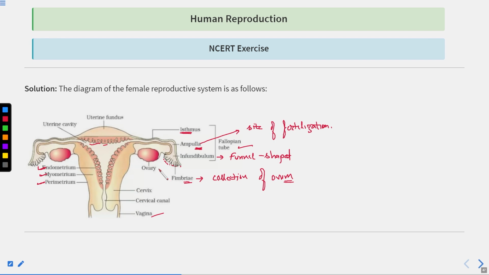All right, here you can see the uterus. It is connected to the vagina. It leads into the vagina through this cervical canal. Clear? And the cervical canal along with the vagina is known as the birth canal. Clear? So this is the image of the female reproductive system. Now let's move on to the next question.